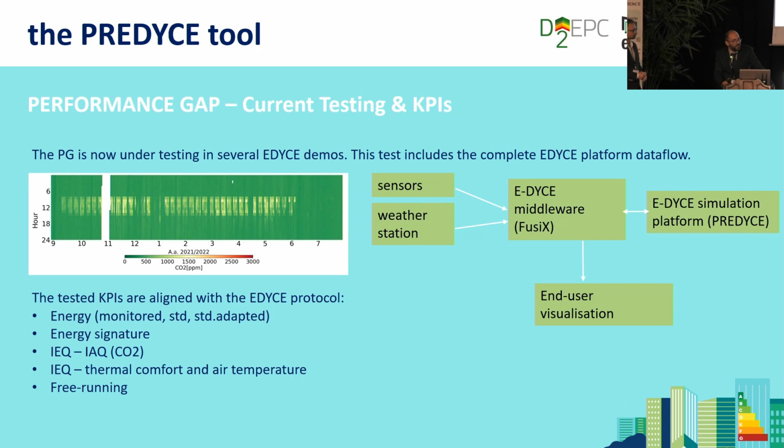So in some way the flow, in this case, is that the E-DYCE simulation platform, the performance gap, is not run manually or through the REST, but is directly recalled by the middleware of the project and is run remotely on our server without a direct control of it, for all the types of KPIs that we are identifying in the EPC protocol.